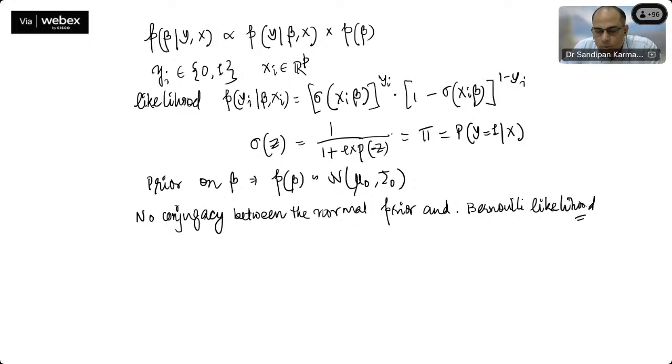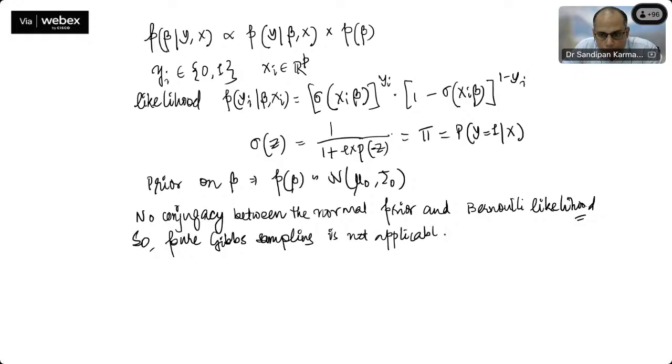This is why logistic regression needs a different treatment. Purely Gibbs sampling will not be applicable here. Gibbs sampling is applicable when conjugacy exists in all of the parameters to be estimated. So pure Gibbs sampling is not applicable in logistic regression.